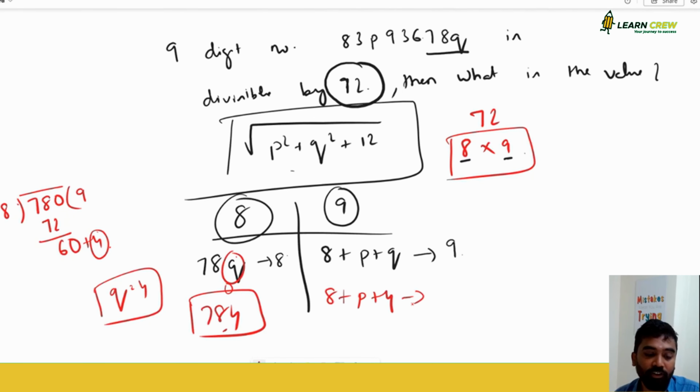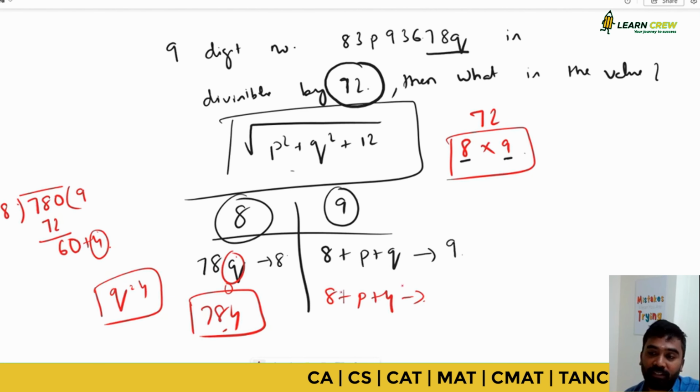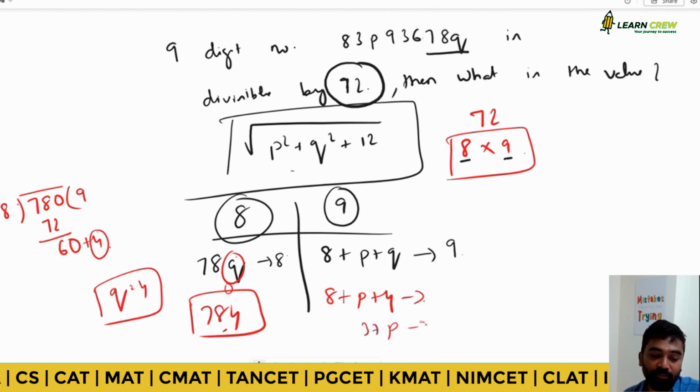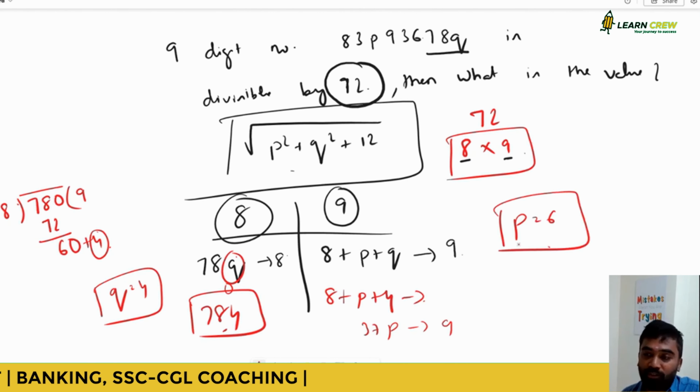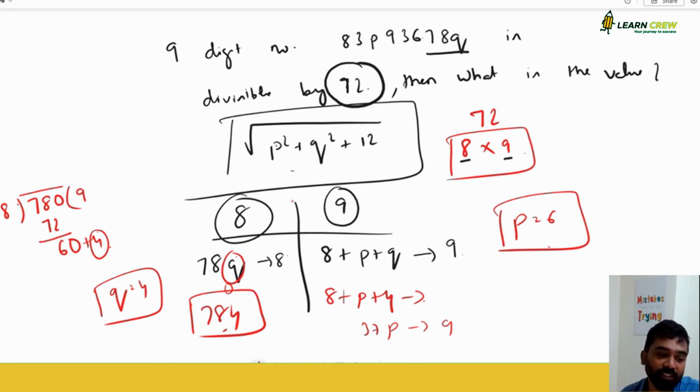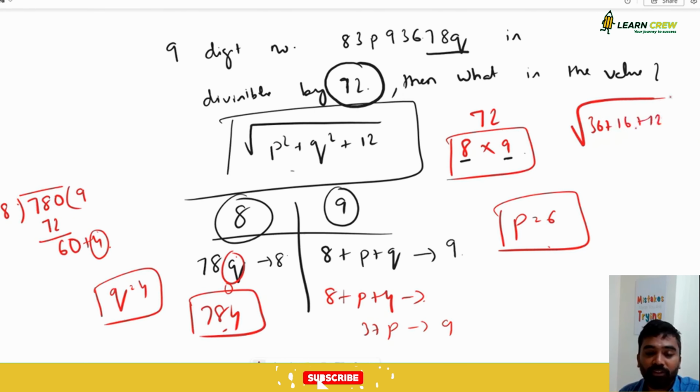If Q is 4, in order to be divisible by 9, what should happen? So 8 plus 4 is 12. That is nothing but 3. So 3 plus P should be divisible by 9. So P value is going to be 6. If P value is 6, then P square is nothing but 6 square, that is 36, plus Q square 16, plus 12. That's going to be 64. Square root of 64 is going to be 8.